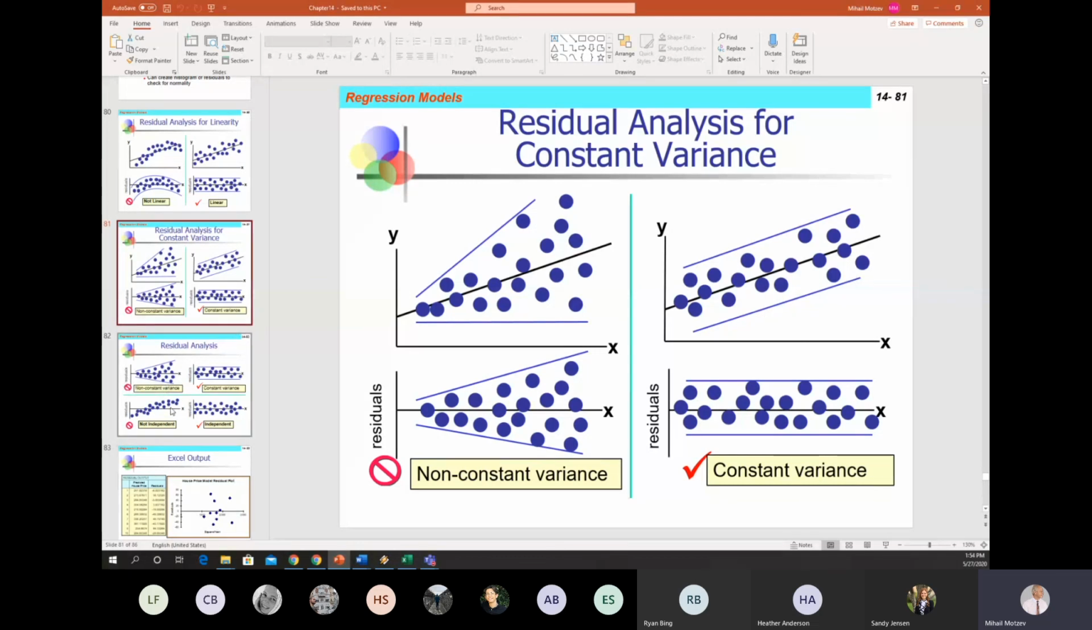Good. So this is the final step in regression and correlation analysis, to test the assumptions. If these assumptions are violated, then the results are not reliable.